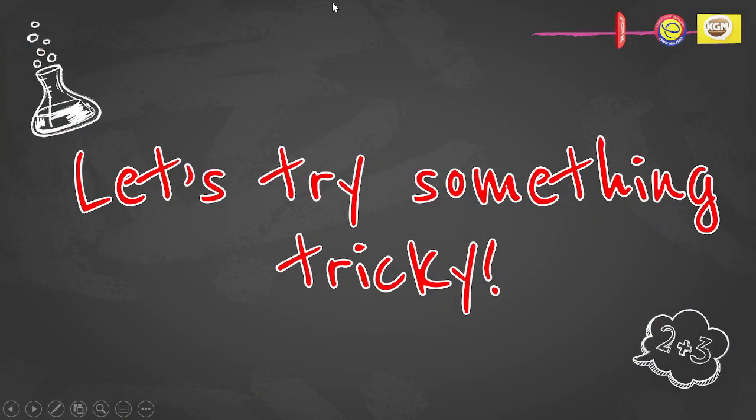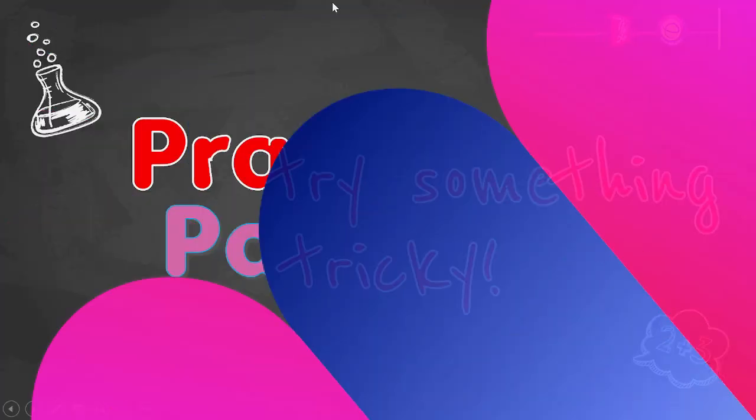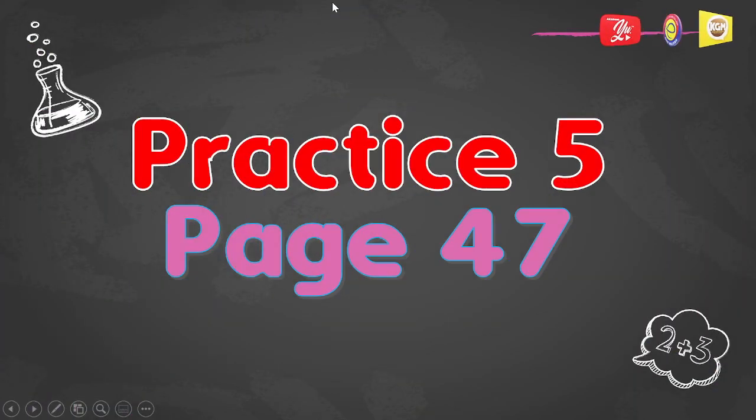Now, everybody, how about we try out something a little tricky? This will help you to check your understanding of the difference perbezaan antara present continuous and simple present tense or present simple. We are going to move on to practice 5, which also can be found on page 47. Let's go.